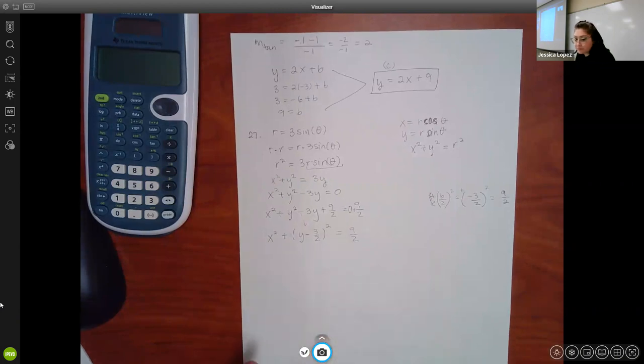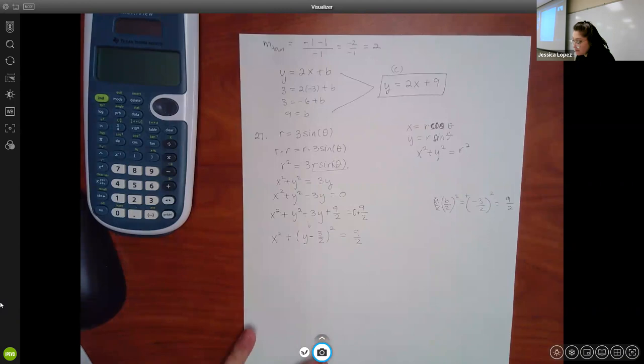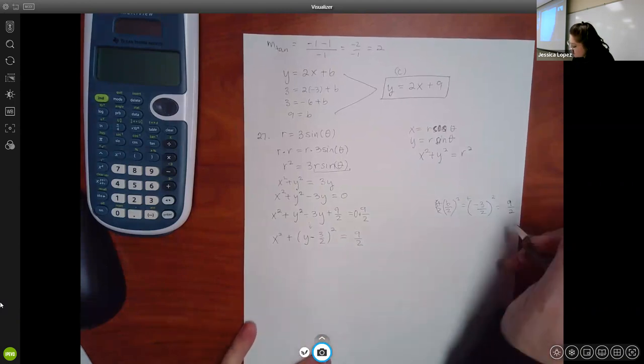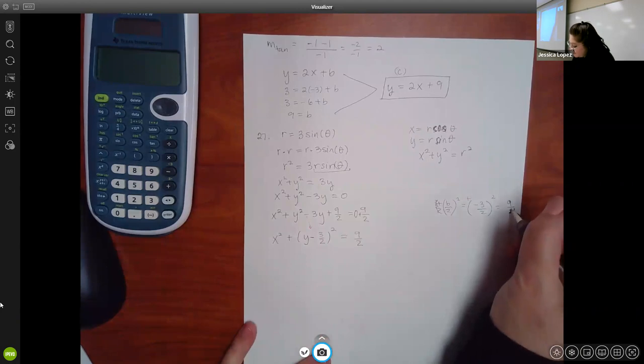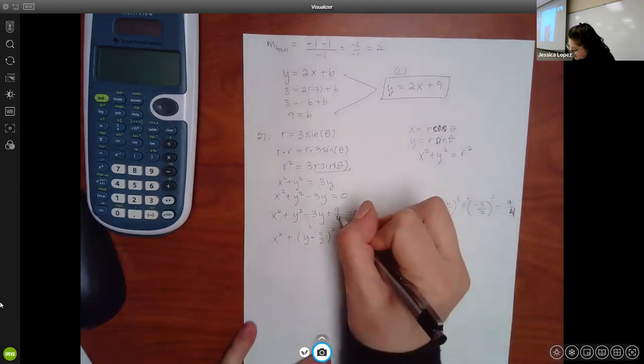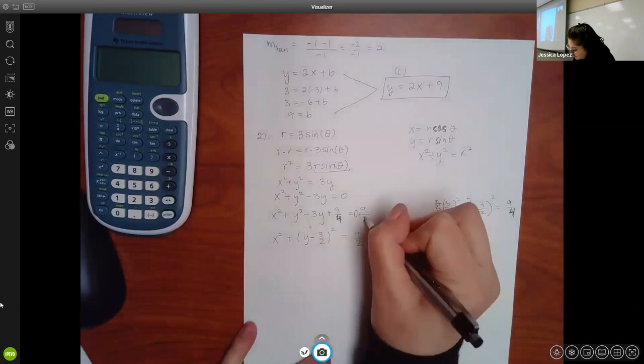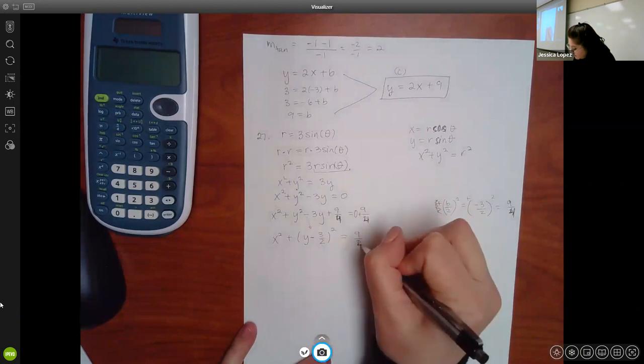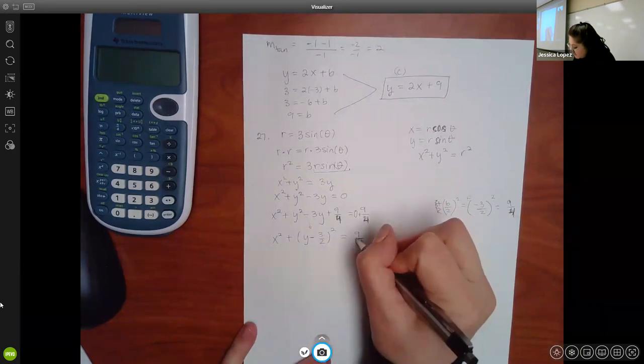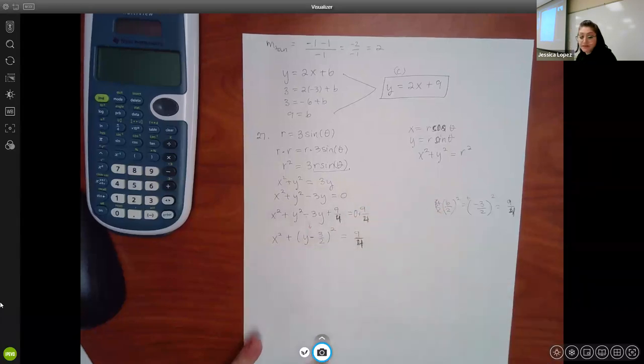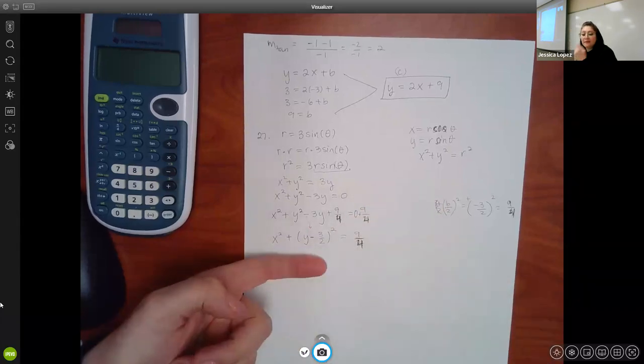Oh, I have an error. What's 3/2 squared? 9/4. It's not going to change anything really, just this part on the outside. But I definitely need to have it correct right here.